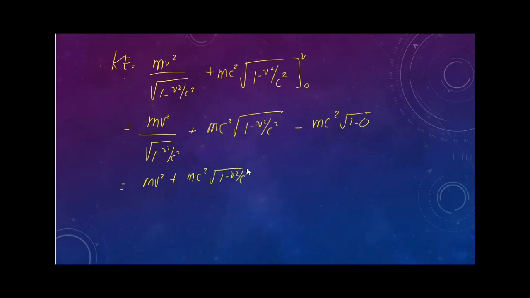Okay, let's combine everything. We now have kinetic energy equals mv squared divided by square root of 1 minus v squared over c squared. Originally it was minus, but we have negative, so minus negative will become positive: mc squared times the square root of 1 minus v squared over c squared. Limit from 0 to v.